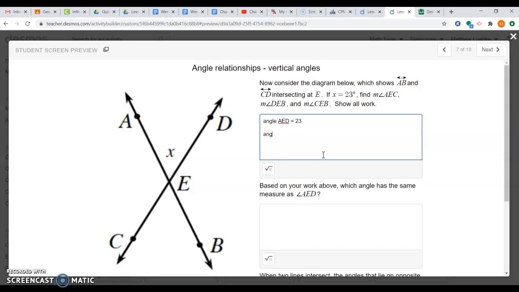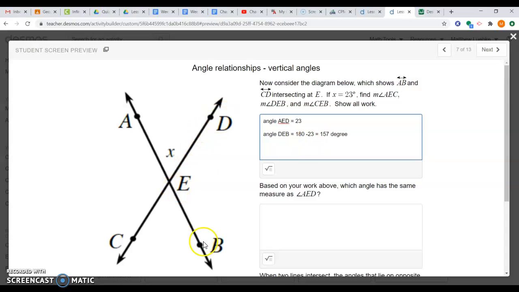If we want to find angle DEB, the straight line has 180 degrees, and we know 23 of it. We need to know how much is left. What's the leftover part that makes this a straight line? We want to get rid of that 23 and see what's left over. When we do 180 minus 23, I get 157 degrees. That would be my angle DEB, because 23 degrees here and 157 here create that 180 straight line. So now I know that's 157 degrees.